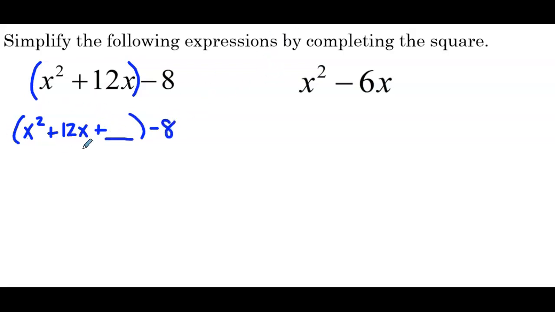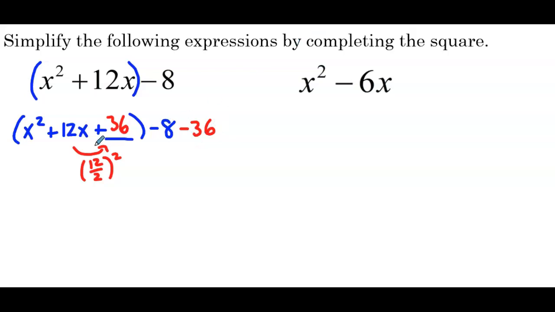Okay, so we need to create a perfect square trinomial inside of the parentheses. So we're going to take half of the middle term and square it. So that's going to be 6 squared, which is 36. But remember, we can't just add 36 to an expression. That wouldn't be the same as what they gave us. So we also have to subtract 36 from that expression, but we'll do that outside the parentheses.